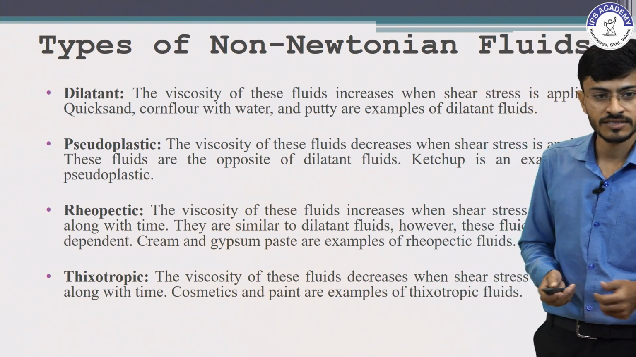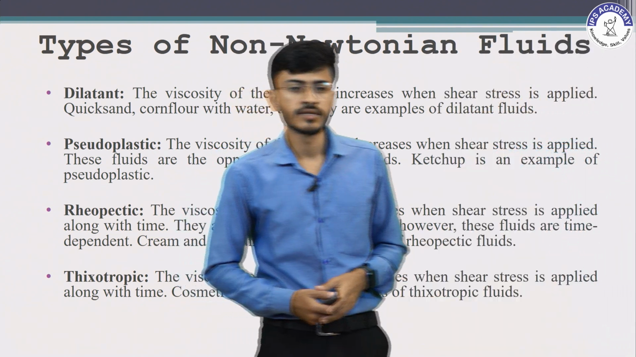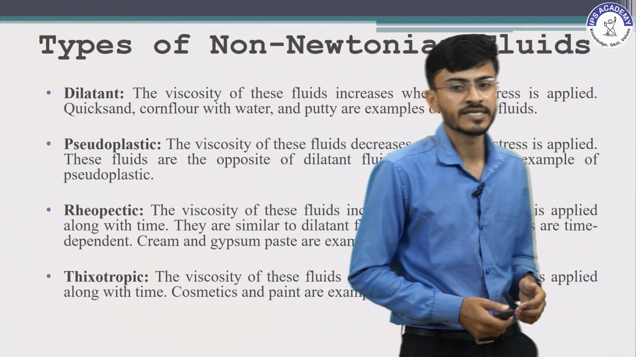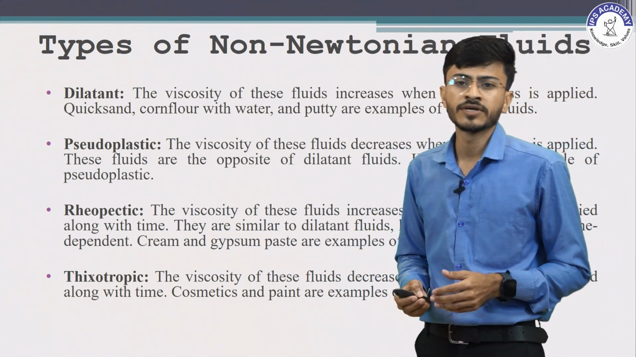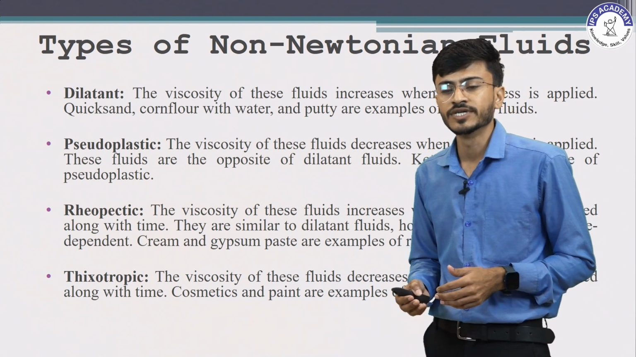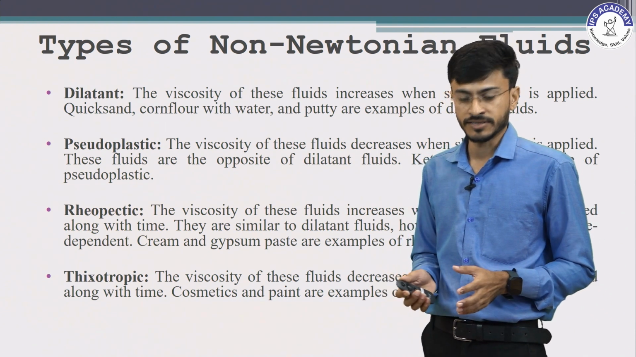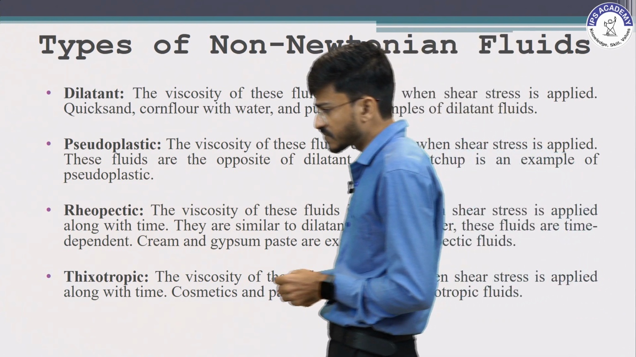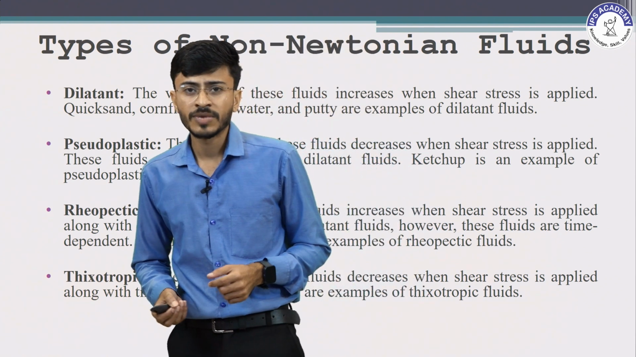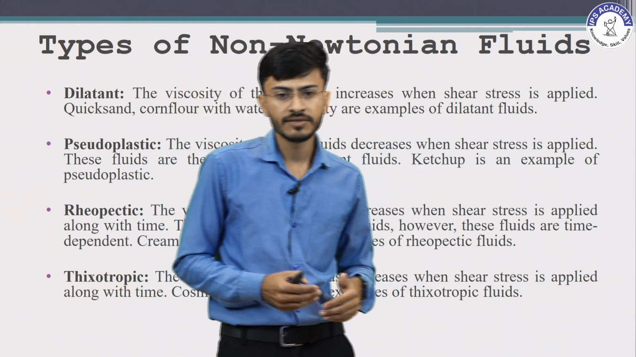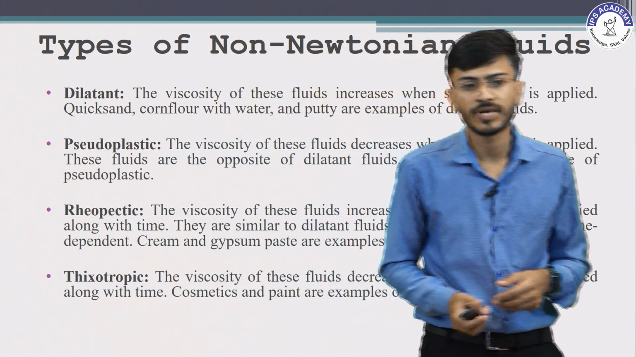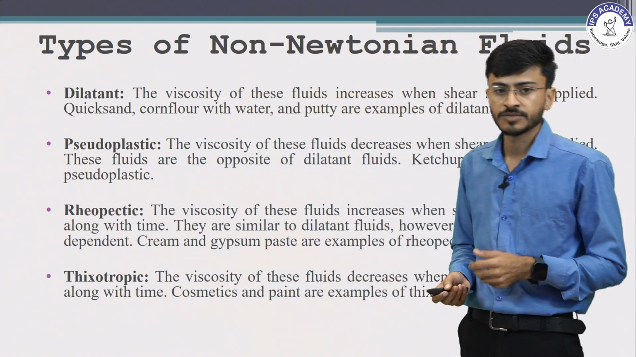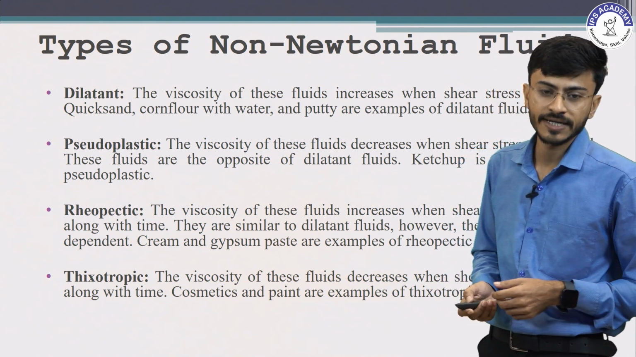Now coming to the next, the pseudoplastic category. The viscosity of these fluids decreases when shear stress is applied. Meaning, if you apply forces on such types of fluids, its viscosity will decrease, it will become thin. As you apply the force, it will become thinner and thinner. For example, ketchup. Ketchup is an example of a pseudoplastic, and its behavior is the opposite of dilatant fluid.